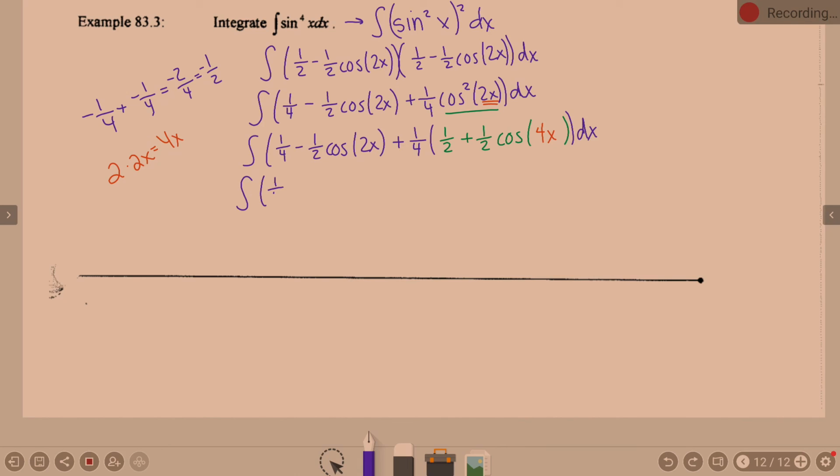So the integral, it's still 1/4 minus 1/2 cosine 2x. And then we're distributing that 1/4. You have two terms you're distributing it to. 1/4 times 1/2 is 1/8. Plus 1/4 times 1/2 cosine 4x is going to be 1/8 cosine 4x. And hallelujah, I think we're there.